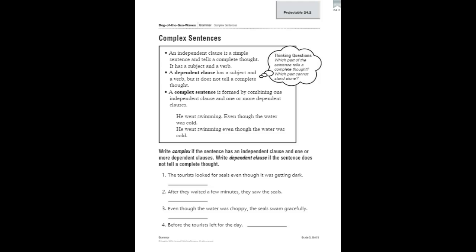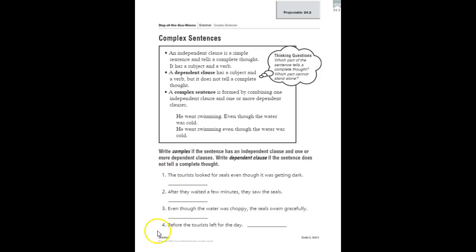So let's look at the example. He went swimming even though the water was cold. He went swimming is our independent clause. We have a subject and a verb, and it can stand and tells a complete thought. If we look at our thinking question, it's which part of the sentence tells a complete thought and which part cannot stand alone. We know that he went swimming is our complete thought. Even though the water was cold is not a complete thought and cannot stand alone. It's dependent.